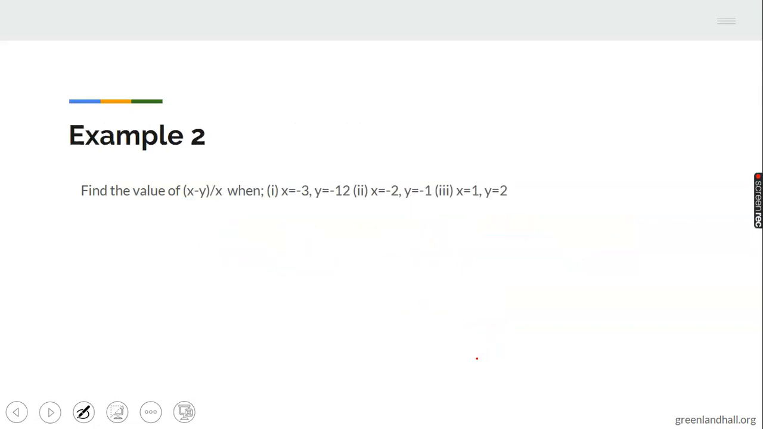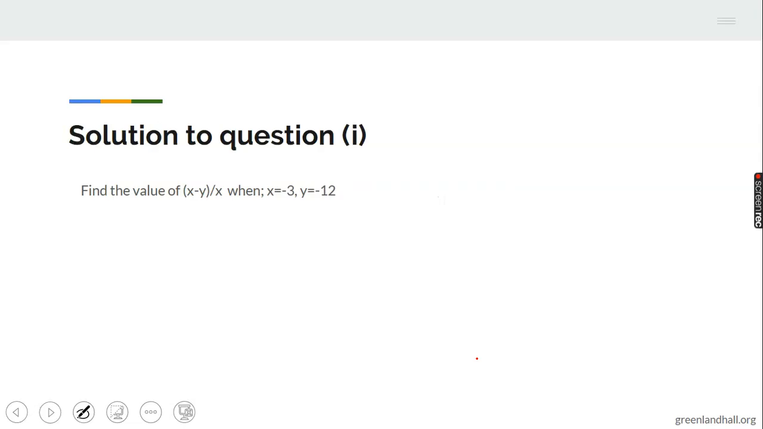Now let's look at another example. We are to find the value of x minus y all over x when x equals minus 3, y equals minus 12; x equals minus 2, y equals minus 1; x equals 1, and y equals 12. So we want to substitute those values. Question 1 is when x equals minus 3. Question 2, when x equals minus 2. Question 3, when x equals 1. Now let's look at the solution.